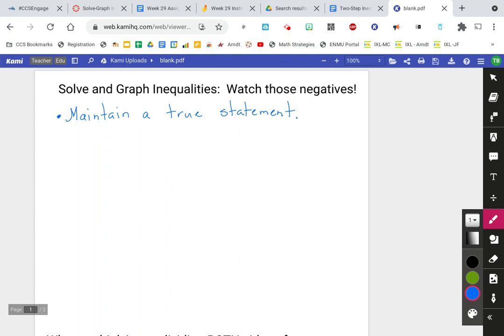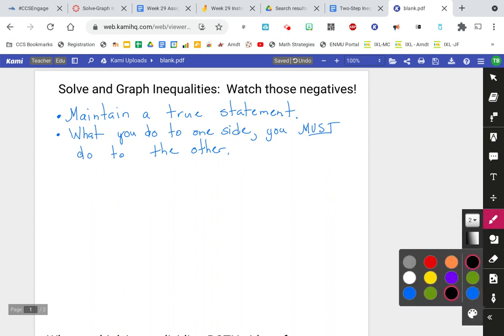And also, when we are solving inequalities as well as equations, remember what you do to one side of an inequality, you must do to the other. So I want us to consider these two statements about maintaining truth and what you do to one side, you must do to the other. Well, what if I had the following inequalities?